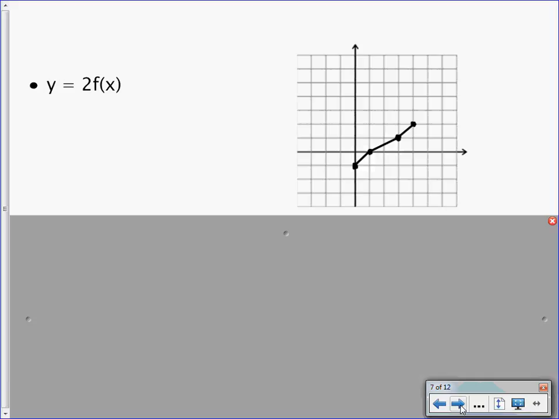Okay. Here we go. 2 times f of x. First of all, what kind of stretch or shrink is this? Vertical or horizontal? Vertical. Are we stretching or shrinking? We're stretching. If you think back to last year, what would happen if this was an absolute value? It'd get skinnier, right? Which means all of those y values are stretching. So to apply this vertical stretch, what do we do?